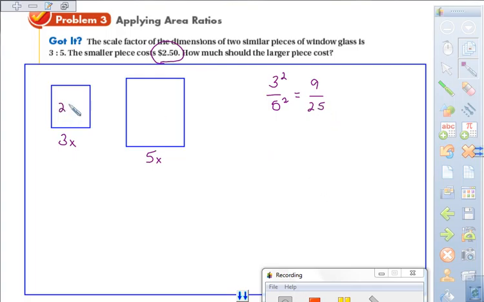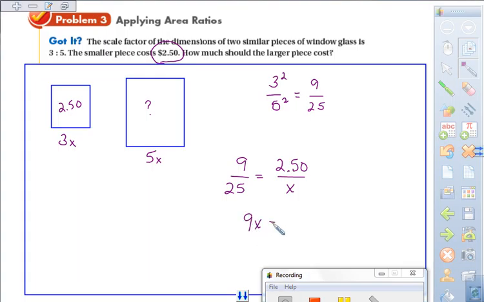So the smaller piece costs $2.50, and the larger piece we don't know. So when I divide 250 by that number, I should get the same ratio. So I'm going to set up another proportion. I have $2.50 on top, and our missing value for the bigger glass on the bottom. So again, to solve my proportion, I'm going to cross multiply, or I could get rid of my 250.